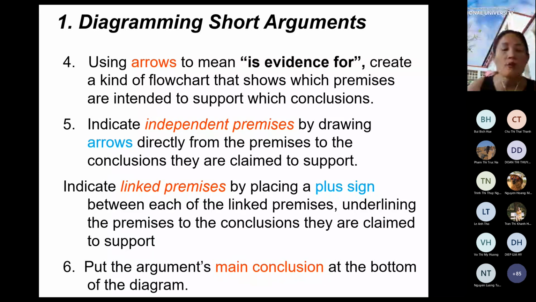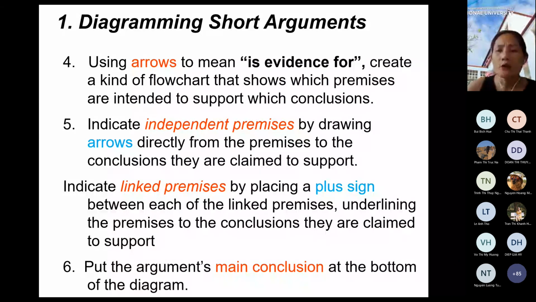However, there could be a case where the premises have a linked relation. It means that the 2 premises are very much dependent on each other in order to come up with the conclusion. In such a case, before we use the arrow, we use the plus to link the 2 premises together before we use the arrow to make the link with the conclusion. Okay, so even though there are 5 steps, you must consider step 4 after step 5, because it happens if we have an argument with more than one premise. Okay, and that is number 5. And then in step number 6, it says, all right, put the argument's main conclusion at the bottom of the diagram.